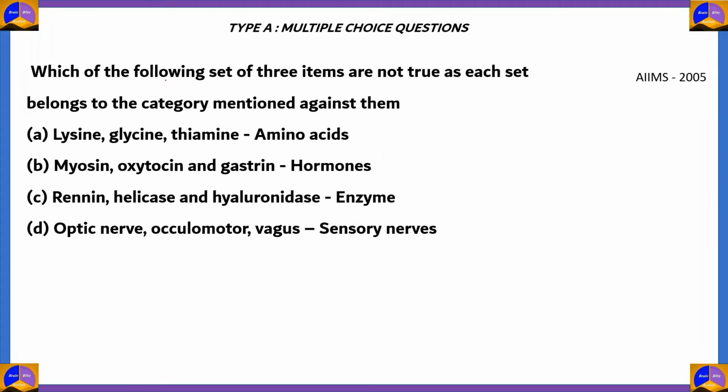Next question. Which of the following sets of 3 items are not true, as each set belongs to the category mentioned against them? For example, if A is lysine, glycine, and thiamine, then the question says that the set are all amino acids. We need to find out which of them is not true. So we need to find out which of these is true and hence prove that the others are not true.